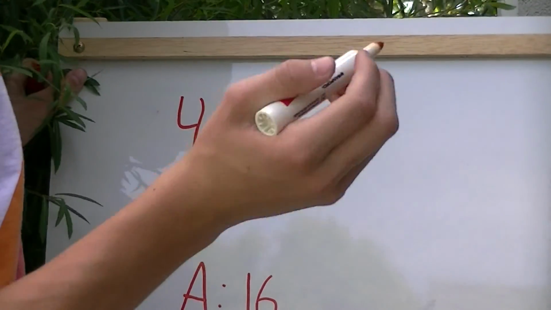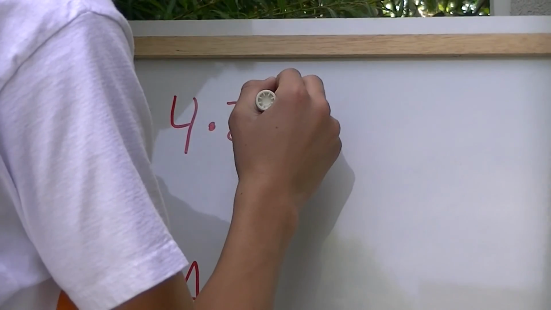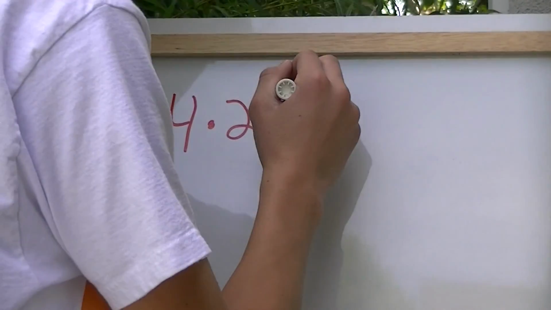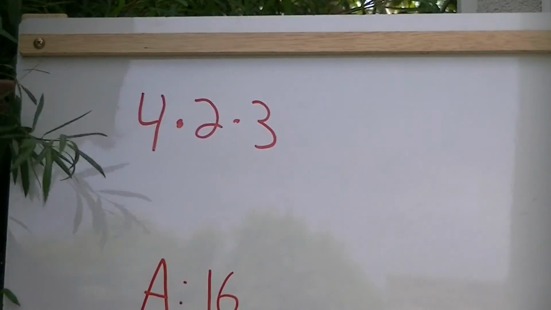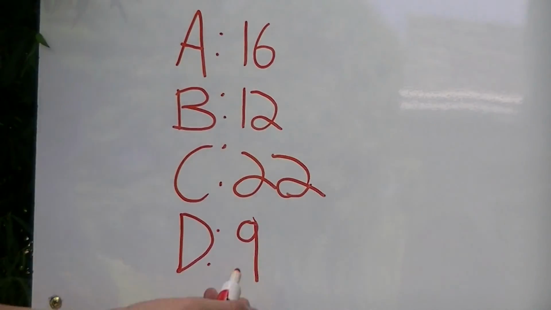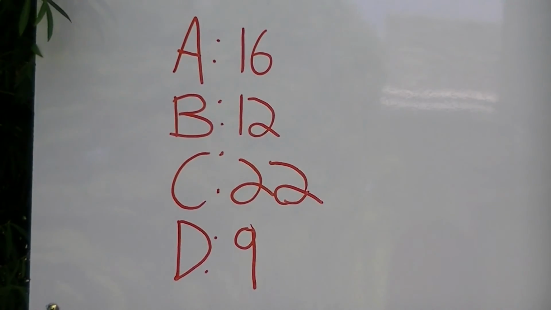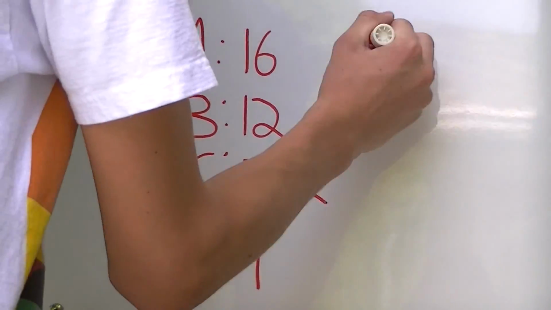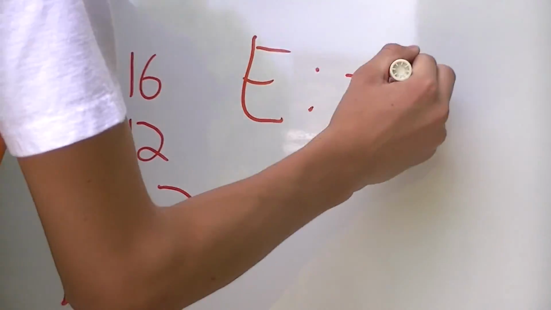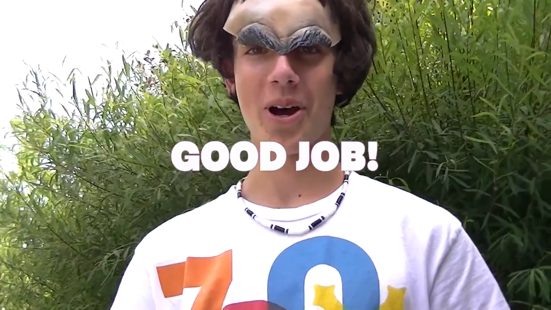Up to the board. We will be starting out with the condiments. So that's a simple 4 times the bread, 2 times the cheeses, 3. Which one of these answers is correct? You're right, it's E, 24. Good job.